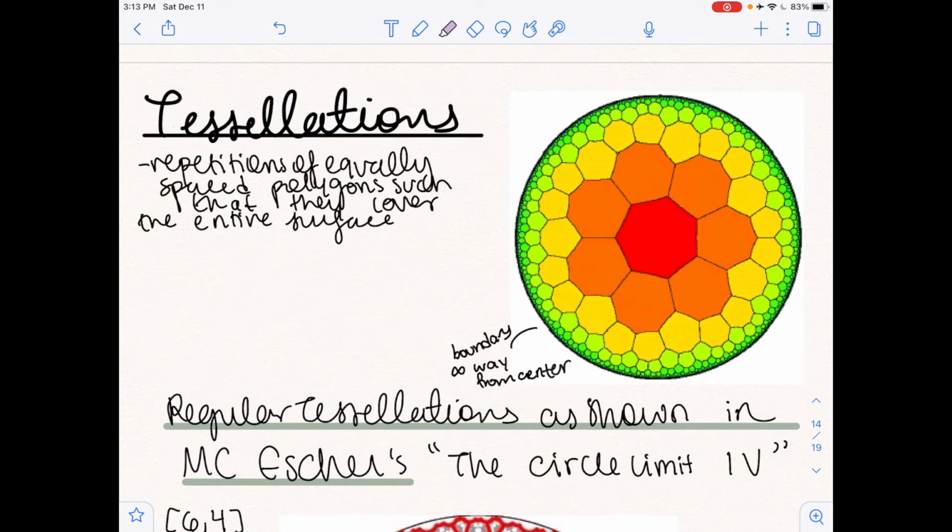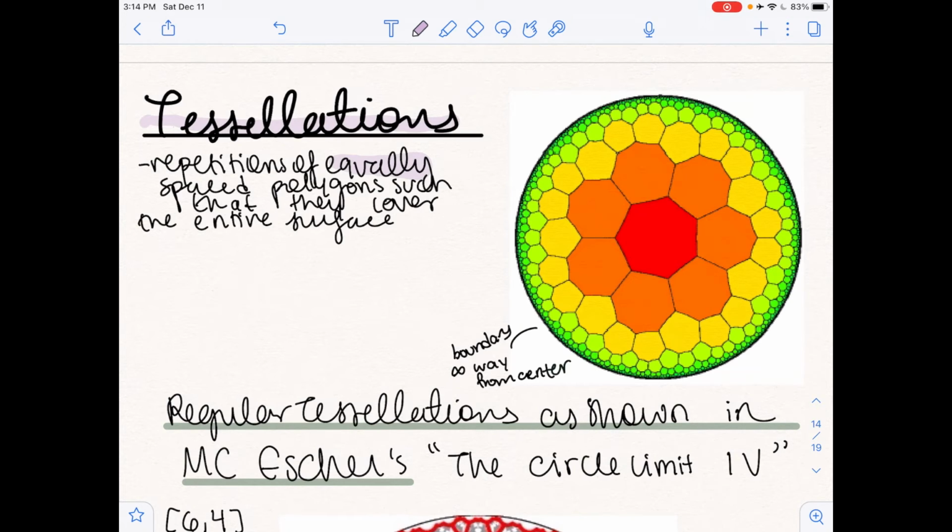After looking into a textbook of hyperbolic geometry, Escher was introduced to the idea of keeping infinity in a finite space, as often used in models of hyperbolic geometry, such as the Poincaré model. One way of depicting this concept is using tessellations. Tessellations are repetitions of equally spaced polygons such that they cover an entire surface. You can find these in Euclidean and spherical, as well as in hyperbolic geometries.